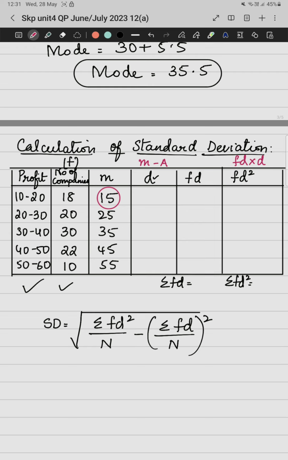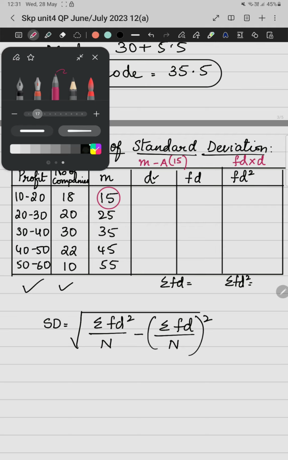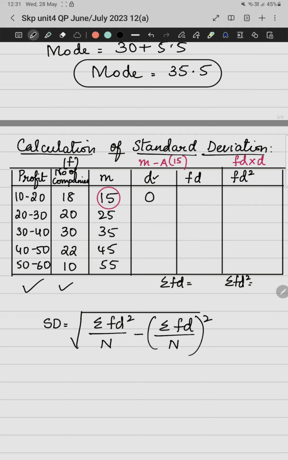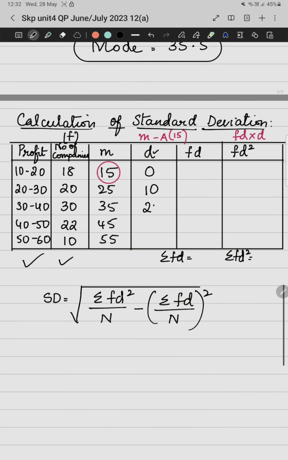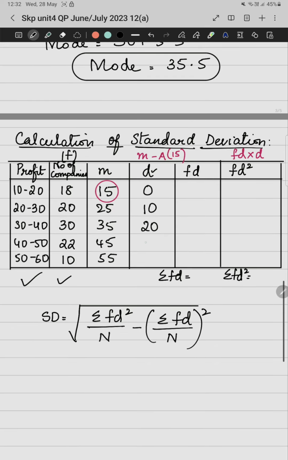So m minus A. Now A becomes 15. A is 15, so 15 minus 15 is 0. Next 25 minus 15 is 10. 35 minus 15 is 20. 45 minus 15, 30. 55 minus 15, 40. This is how I find the D value. You can pick any value as the assumed mean value, from the table, out of the table, whatever you want you can pick. The final answer will be the same.